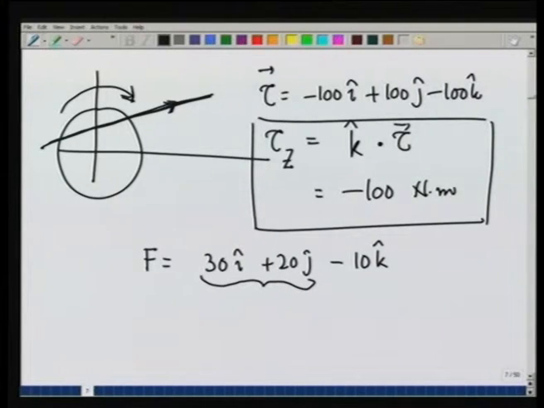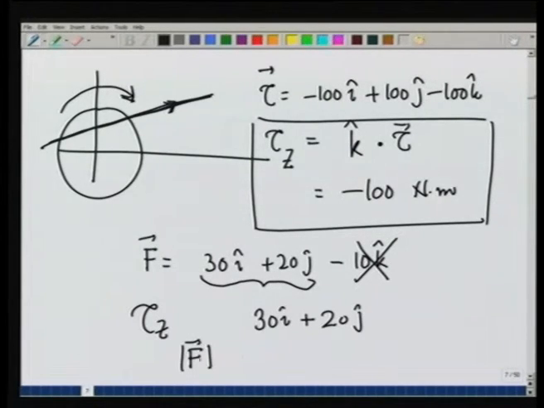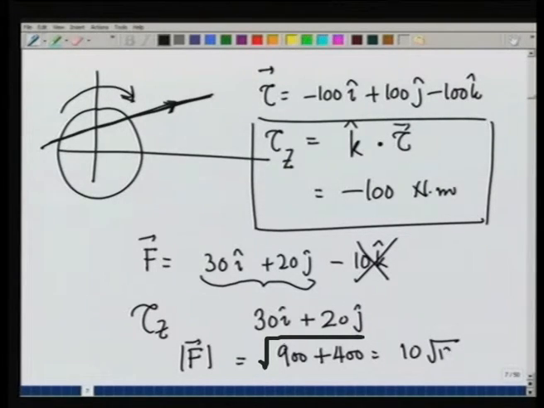And therefore, first thing we do is for tau about z, we ignore the component of the force along the z axis. It cannot apply any torque about the z axis. So, tau about z is going to be given rise to by 30 i plus 20 j. What is the magnitude of the force? It is 30 square plus 20 square. So, that comes out to be 900 plus 400, that is 10 square root of 13 newtons in this direction.